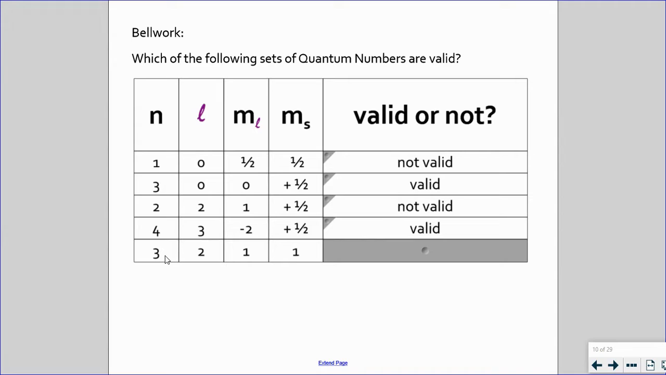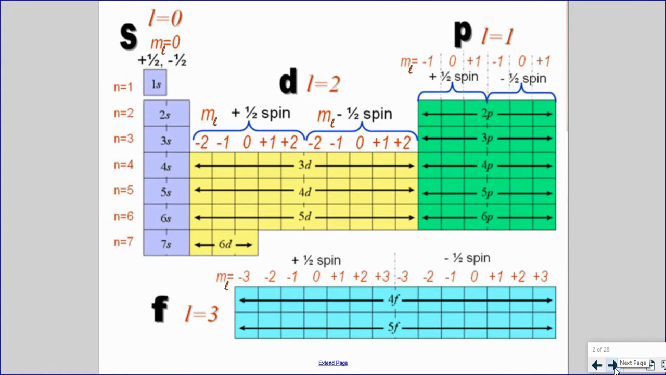Energy level 3, it's possible to have L equals 2. It's possible to have a magnetic quantum number of 1, but it's impossible to have a whole number in the spin quantum number. They have to be either positive half or negative half, so this is not a set of valid quantum numbers.